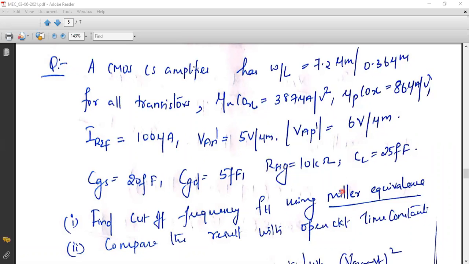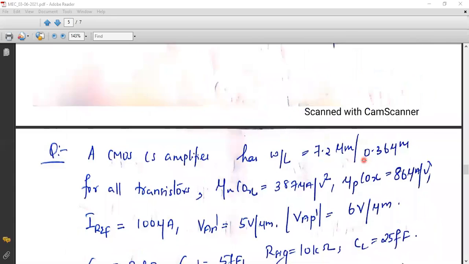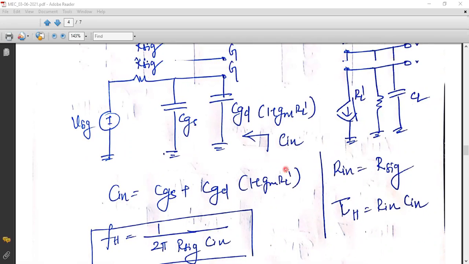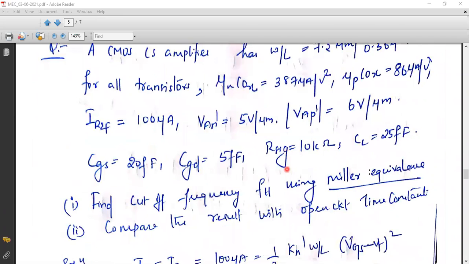But please remember that whenever we are going for Miller capacitance, even though CL is mentioned, that will not be taken into account. If you see our final equation, the Miller equivalent is defined by the input capacitance alone, which is equal to CGS plus CGD into 1 plus GM into RL dash. So this CL will be applicable only for the open circuit time constant method, whereas I will not take this value for Miller equivalent.